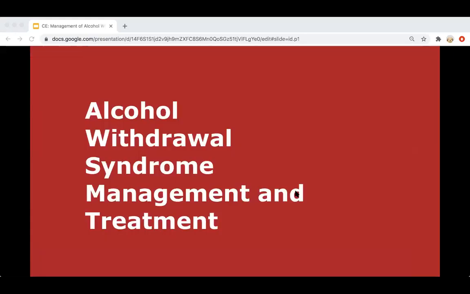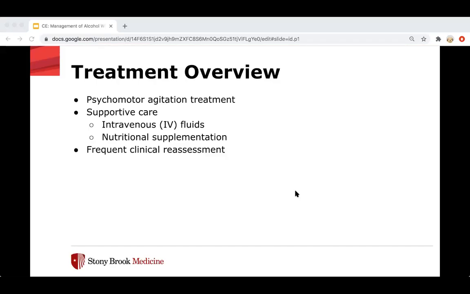So now let's dive into the alcohol withdrawal syndrome management and treatment. For an overview, we want to treat the psychomotor agitation that is resulting from the imbalance of GABA and glutamate, supportive care with IV fluids and nutrition supplementation, and frequent clinical reassessment. The goal of therapy is directed at alleviating symptoms and identifying and correcting any metabolic derangements. The big thing here is we want to prevent progression into more severe withdrawal.